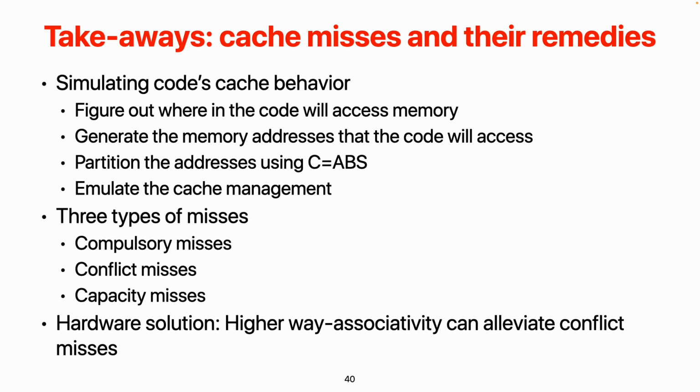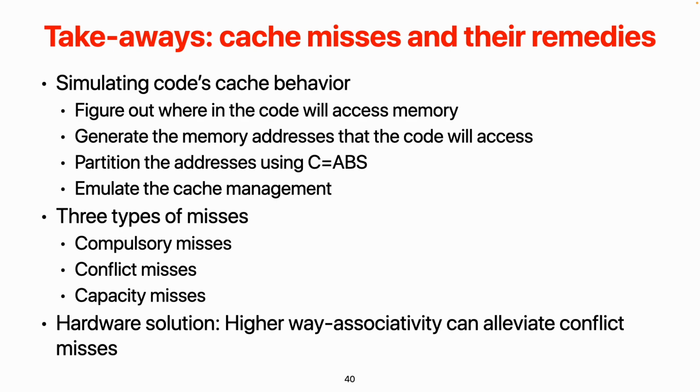So now, let's summarize what we have learned so far. We want to simulate the behavior of your code because we want to know how bad or how good we are at leveraging the cache. And if we are not, then we need to figure out where we are getting it wrong. Is it because of compulsory misses? Is it because of capacity misses? Or because of conflict misses?